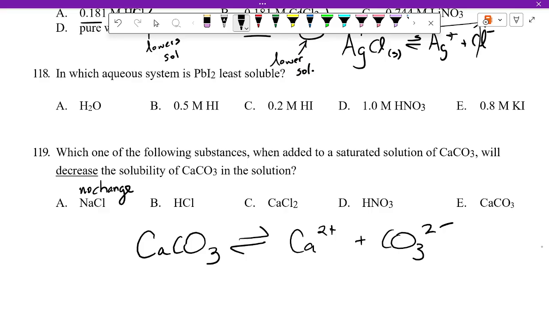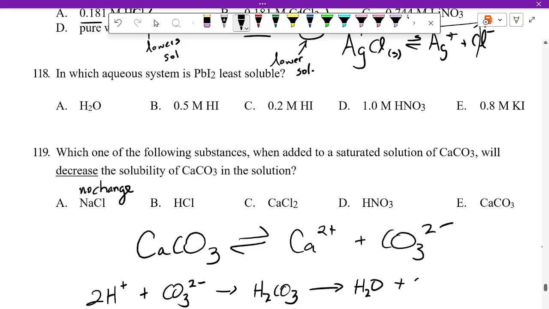Will it change the solubility? It will. Why? Because H gets together with CO3 2 minus and forms H2CO3, which then becomes H2O plus CO2, which causes carbonate to decrease. Is that going to cause calcium carbonate to be more or less soluble? More soluble. Oh, that didn't help us.